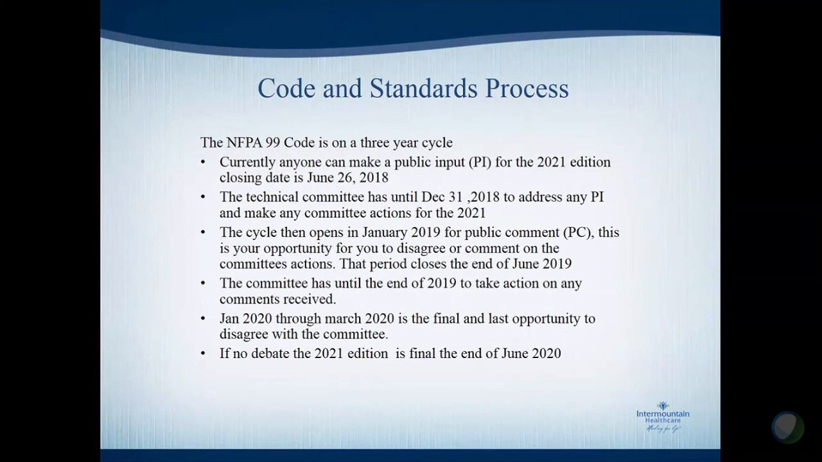The committee is allowed to make our own public input, but it's better if someone else puts it in, because actions generated by the committee are subject to a different level of attention. But anyway, if you made a public input about something you felt strongly about, we have until December 31st to address it. We're meeting in August, so that we'll start looking at any public input that came in before June 26th. And then after that meeting, the cycle opens up again in January 2019 for what's called public comment.